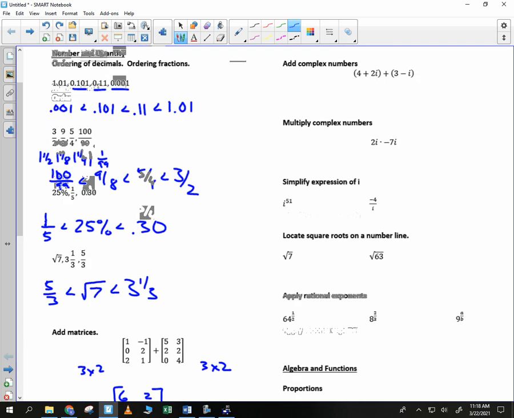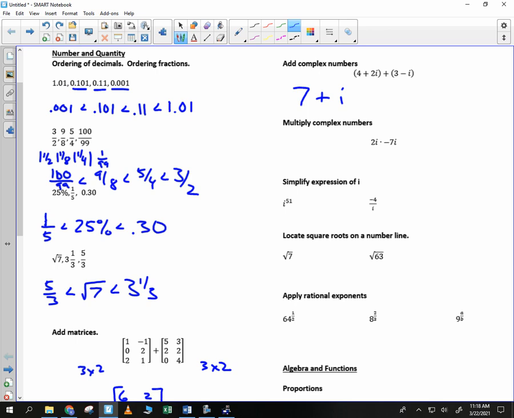Along with number and quantity, complex numbers. How do I add complex numbers? I have a real part and imaginary part. You may know what the real part is going to be here, 7. And the imaginary part is simply plus i. Simply join the like terms together, and that's how you add them.